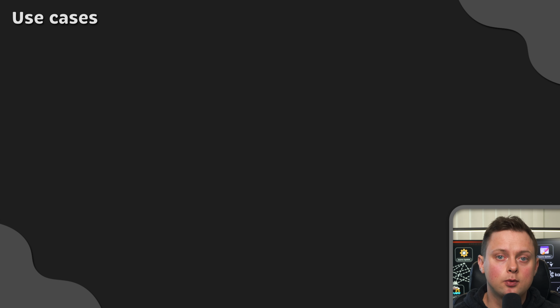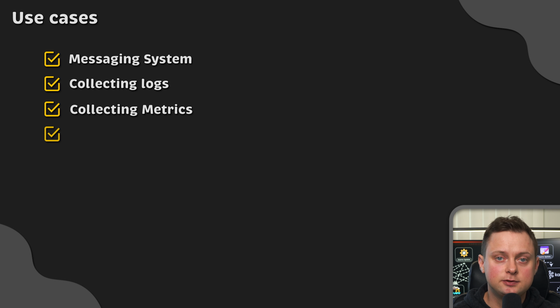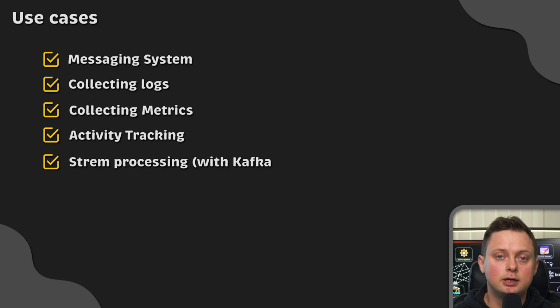So, what are the ways people actually use Apache Kafka? It's used as a messaging system. One of the first use cases it was built for was collecting application logs from many different locations and gathering metrics. Activity tracking systems, like the one mentioned, collect user clicks from the website. More recently, it has been used for stream processing.